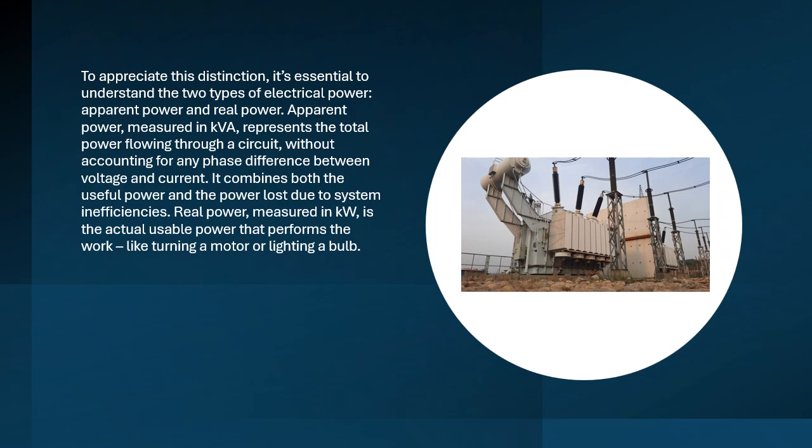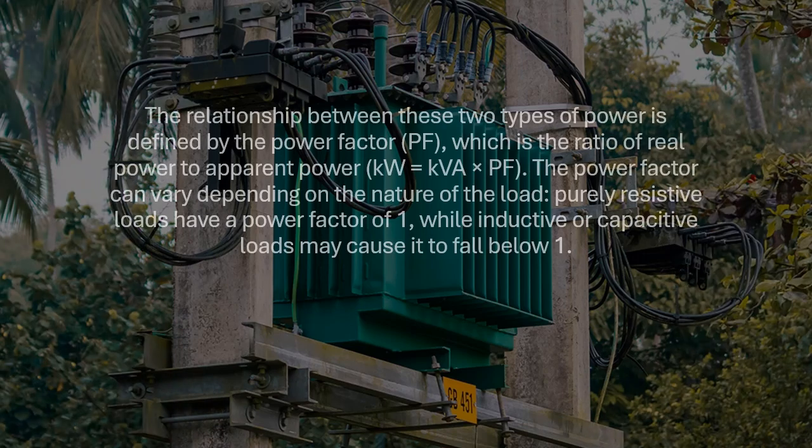Real power, measured in kW, is the actual usable power that performs the work like turning a motor or lighting a bulb. The relationship between these two types of power is defined by the power factor, PF, which is the ratio of real power to apparent power. kW is equal to kVA times PF.